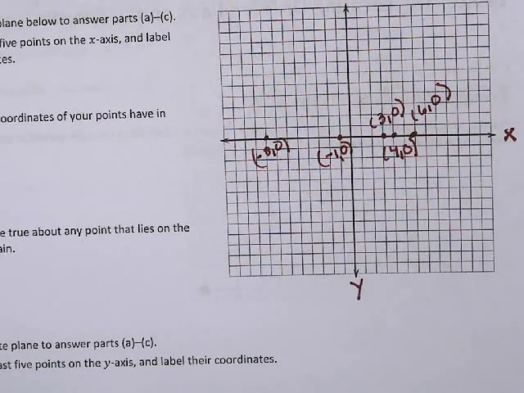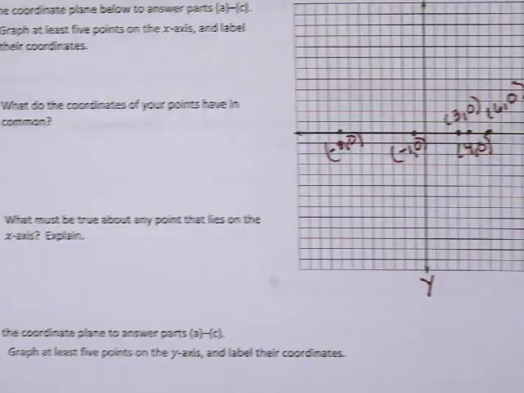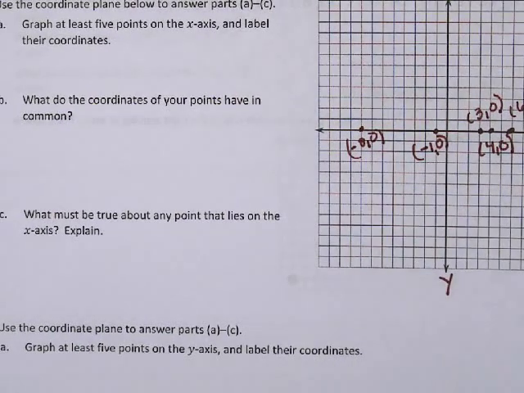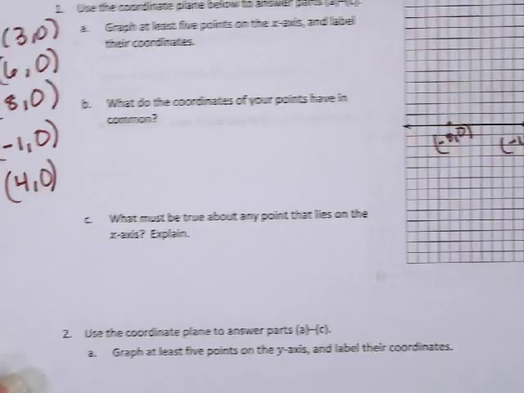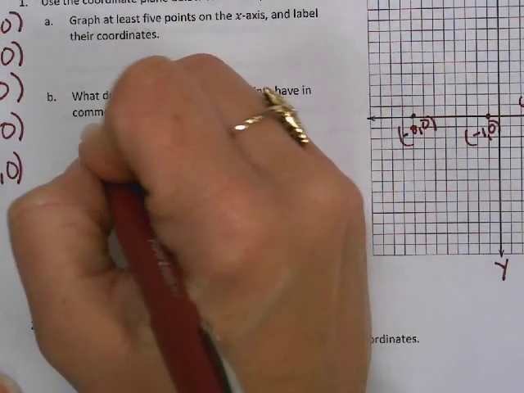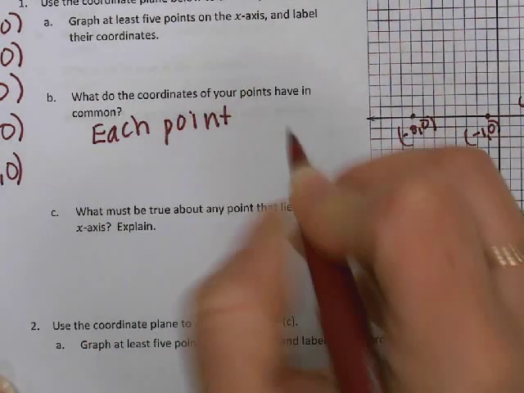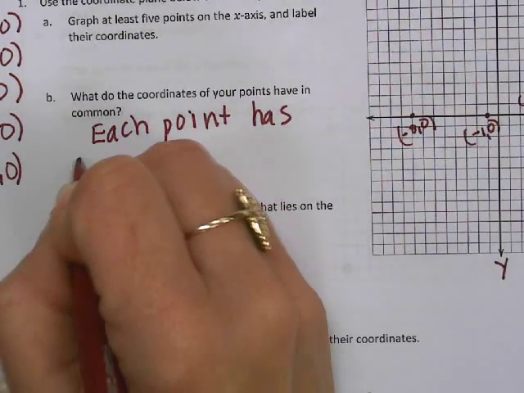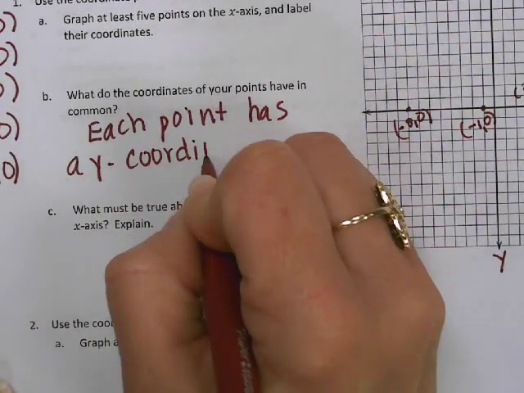It says graph at least 5 points on the x-axis and label their coordinates, which we did. Letter B says, what do the coordinates of your points have in common? So if we look at the coordinates of the points, which is what we have written over here, what do we notice they have in common? Well, all of them have a y-coordinate of 0. So each point has a y-coordinate of 0.